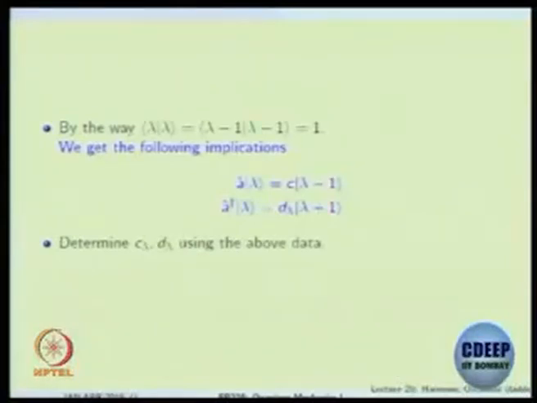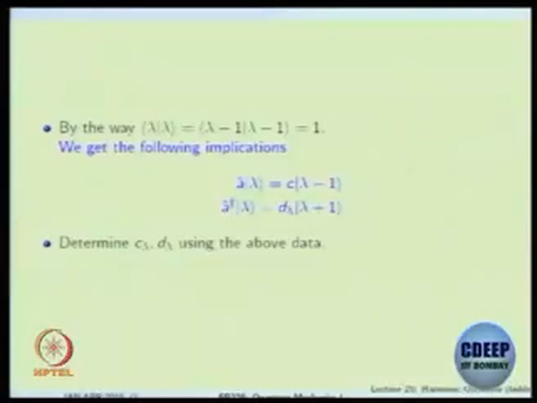There are a couple of things which you should keep in mind. These eigenstates are all normalized. These are eigenstates of the number operator, so we will have them normalized. So there should be a subscript lambda that is missing here. A on lambda is C lambda times lambda minus 1. A dagger on lambda is D lambda times lambda plus 1.